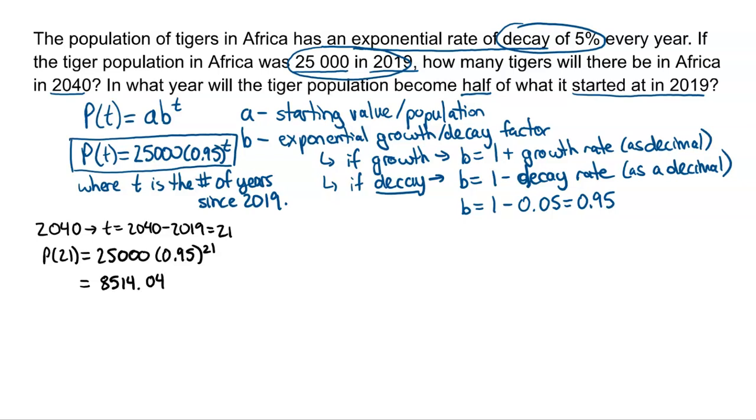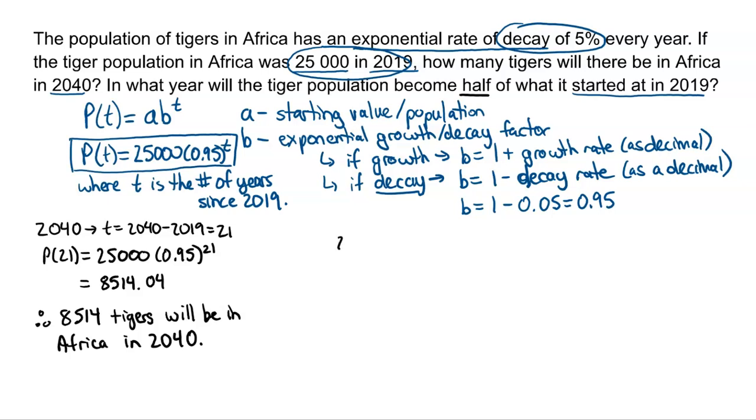Because if you did and you got an answer for that and then put it to the power of 21, it would be a lot bigger number. So just the 0.95 to the power of 21 and multiply that by 25,000. We get 8,514 tigers. We round that number because we can't have part of a tiger. So there's going to be 8,514 tigers in Africa in 2040, according to this model. This isn't actually true, but this is a model that someone might have.